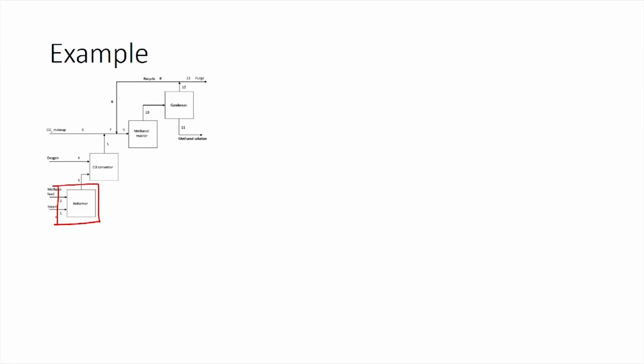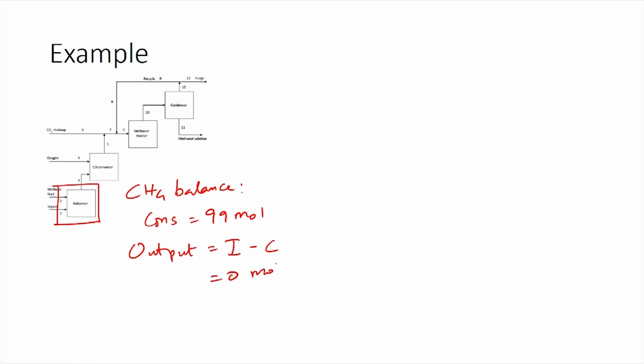For this reason, we will choose the reformer as the system and perform material balance calculations. So, we can write methane balance. We know that 100% of methane is consumed. So, which means methane consumed would be 99 moles. So, output methane in stream 3, which would be equal to input minus consumption, would be 0 moles.